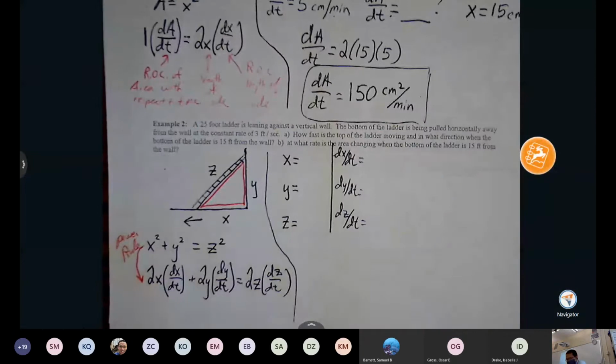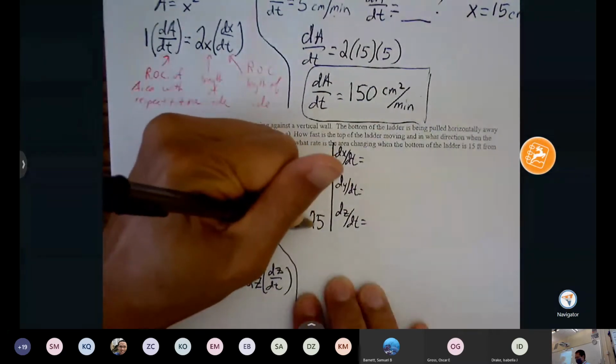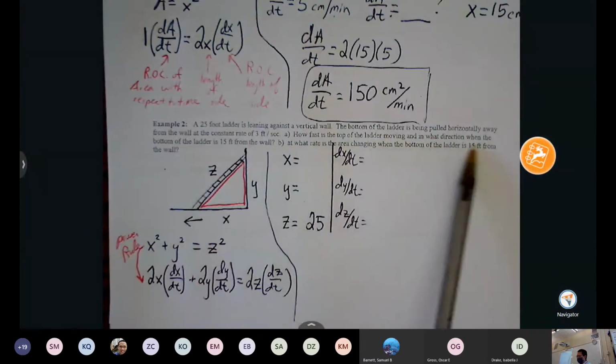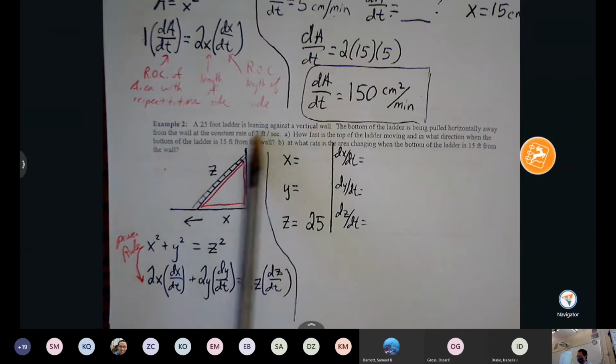Okay, let's go back to our problem and let's read this problem together. Okay, a 25-foot ladder is leaning against a vertical wall. So what do you think that 25 is going to be assigned to? z, right? z, okay. The bottom of the ladder is being pulled horizontally away from the wall at a constant rate of 3 feet per second.